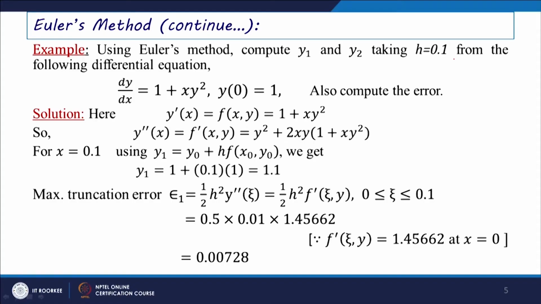And if you go for a practical example here, based on Euler's method, suppose the question is given like this: using Euler's method, compute y1 and y2 taking h equals 0.1 from the following differential equation, that is dy by dx equals 1 plus xy square, y0 equals 1 here. Also compute the error term. So we can write this equation as dy by dx, that is nothing but f of xy, which is represented in the form of 1 plus xy square, and y0 is provided as 1 here.